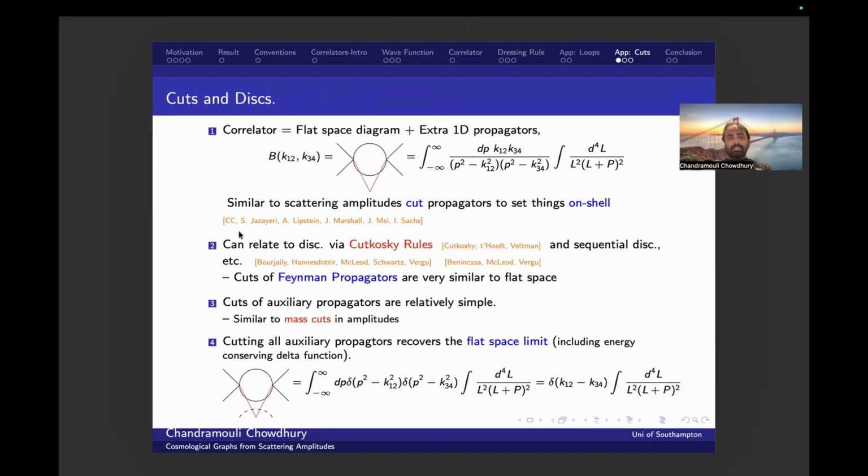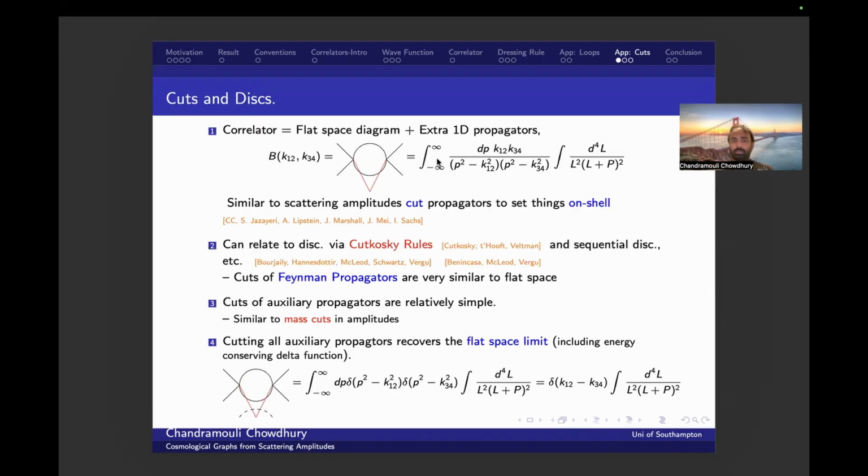As we discussed, these correlation functions are essentially some flat space Feynman diagrams of this kind with some extra one-dimensional propagators that we had put. Okay, so in this particular example, it takes the following form. Now, you could ask what happens if you take these graphs and you set propagators on shell. Okay. Now, these things have a rich history, like you can relate these to Cutkosky rules, and then you can compute sequential discontinuities and ask questions about bootstrap, etc.